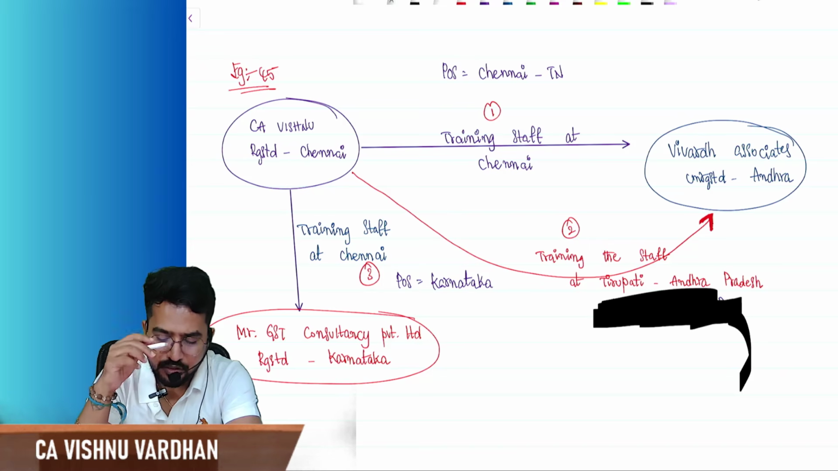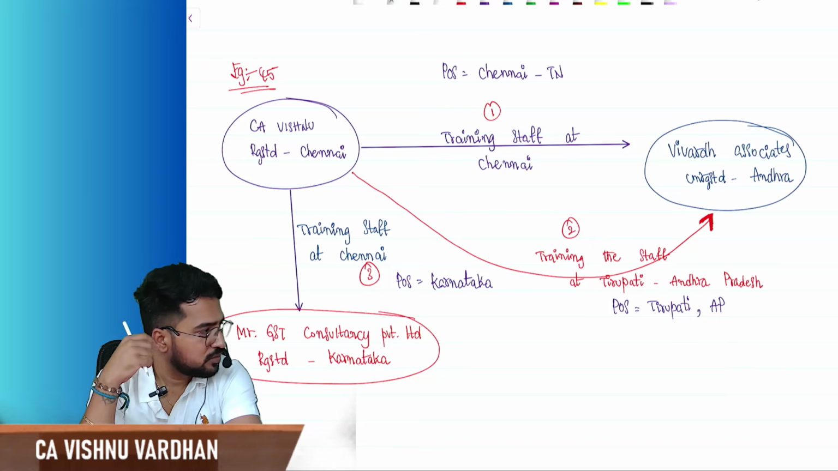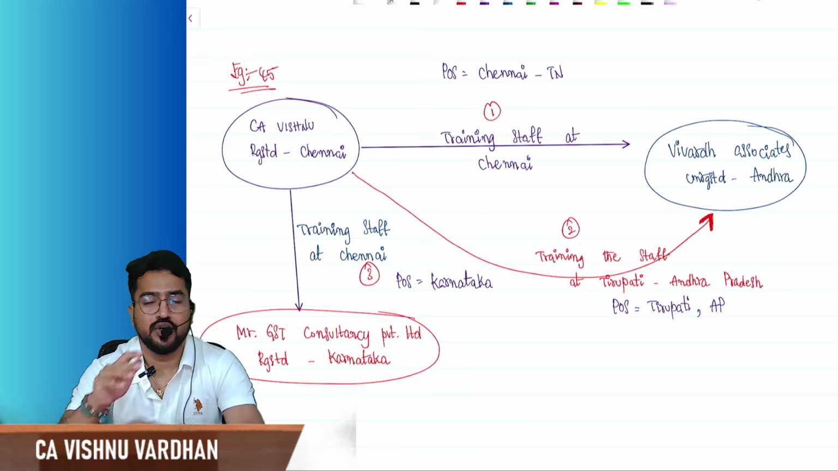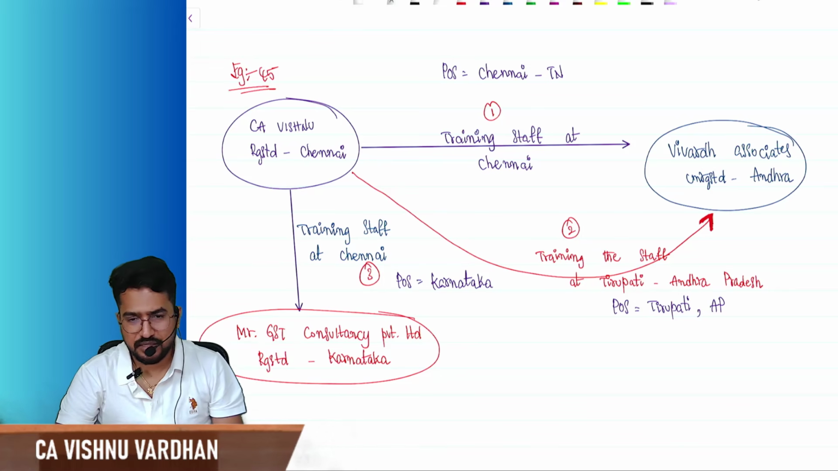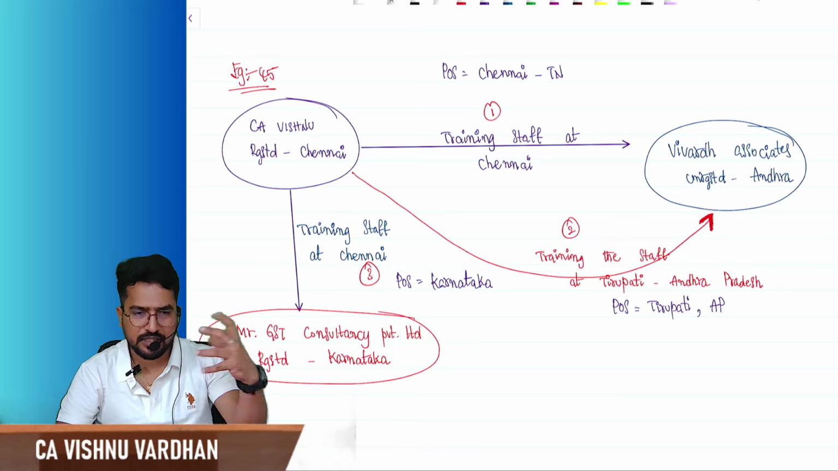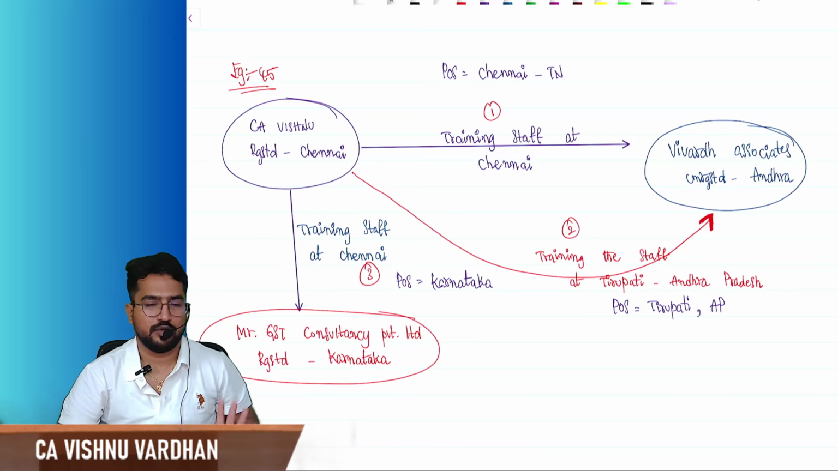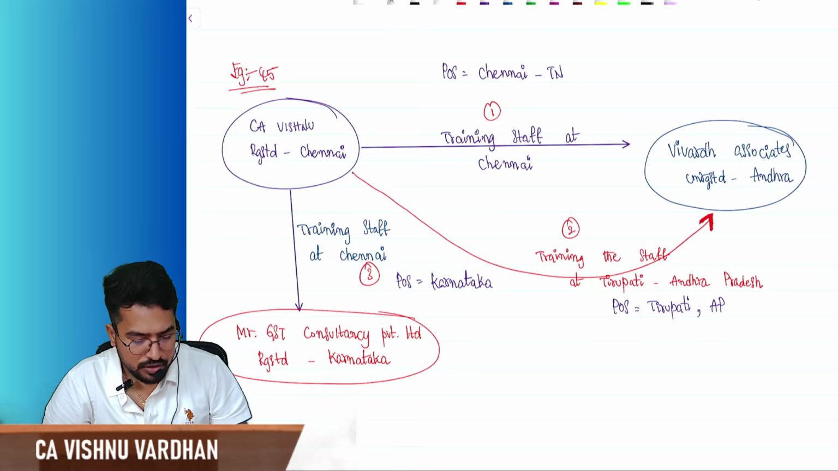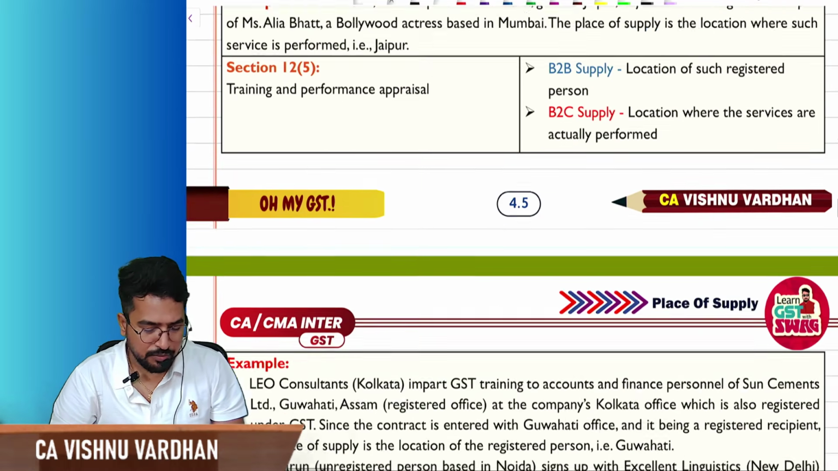If the training of staff is conducted at Tirupati, Andhra Pradesh, the place of supply is the location where the training is provided. If it is B2B and registered, that is the registered address. Otherwise, this is training and performance appraisal, which needs your presence. So logically, remember that if that fellow is unregistered, wherever we are performing. Shall we continue? Alright. So that is regarding 12 subsection 5, training and performance appraisal.